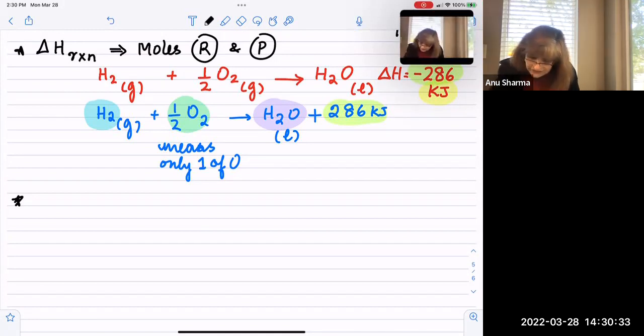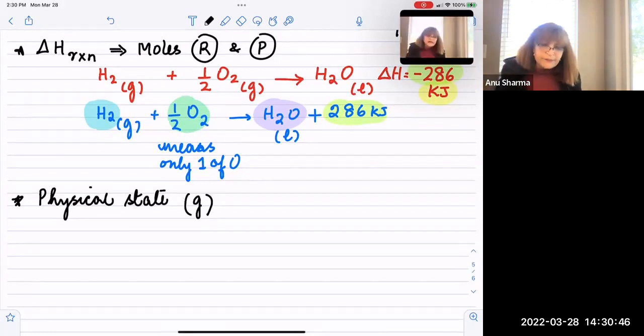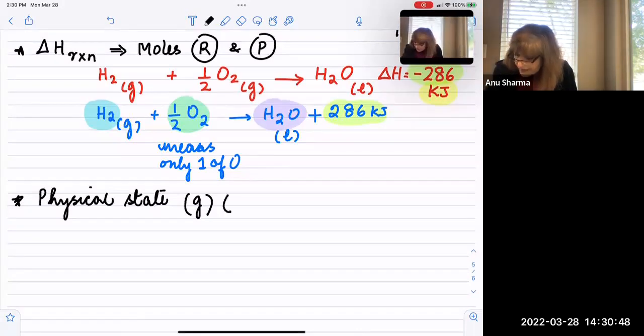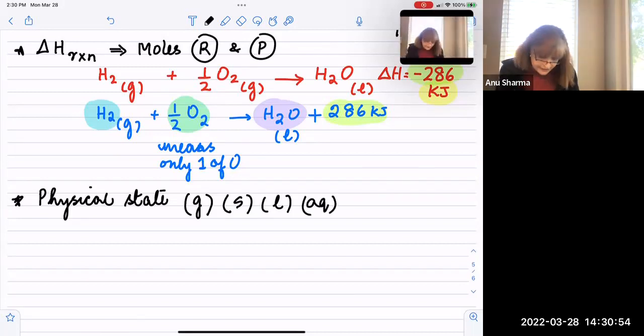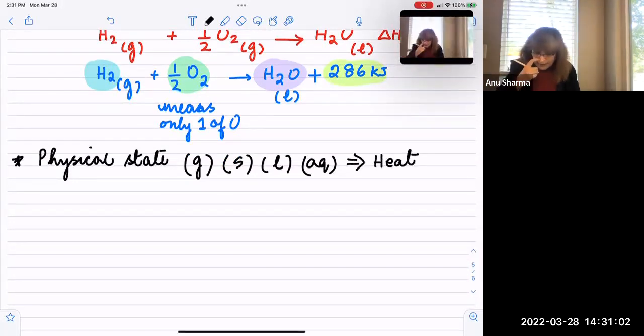So the next thing is that the physical state is also very important. The heat associated with a substance in the gaseous form, in the solid form, in the liquid form, and in the aqueous form is very specific and very different. So the physical state also determines the amount of heat that is associated with it.